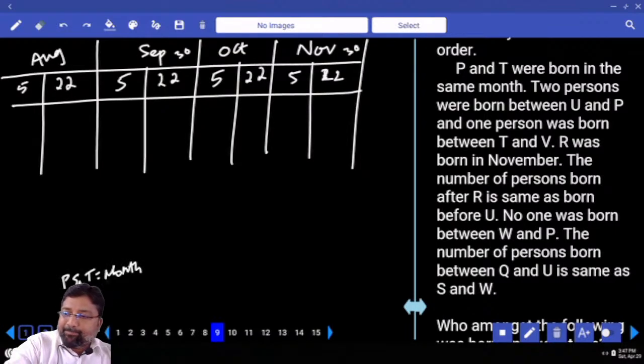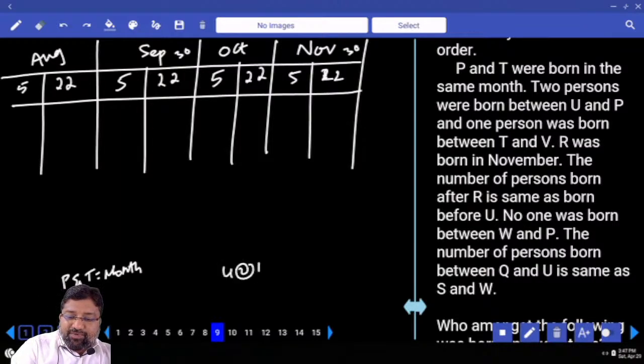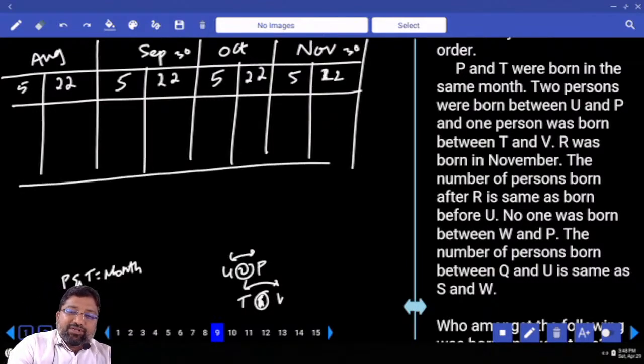Next, 2 persons were born between U and P, and 1 person was born between T and B. 2 persons were born between U and P. What's the next point? 1 person is born between T and B. How many persons? 1 person. Next one. R was born in November. How many possibilities will I have? 2 possibilities. So I'm not sure. Let me tell you the next line.